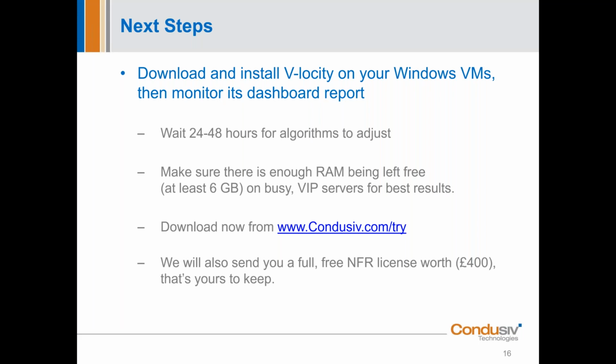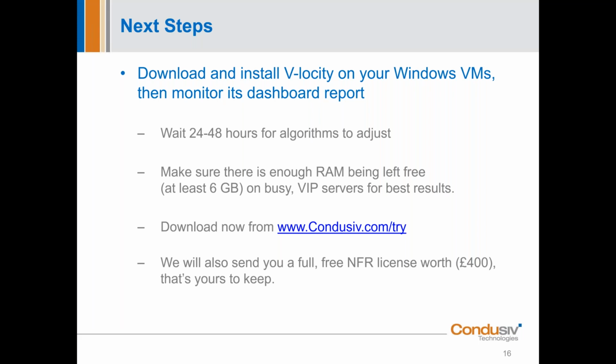Just as a couple of tips from someone who's installed this software in many customer environments, I would suggest that it's worth waiting 24 to 48 hours after installation to check the results. That basically will give V-locity's telemetry algorithms a chance to learn a bit about the workloads you're running in each machine and start figuring out what the hot blocks of data are that should be in the RAM cache.